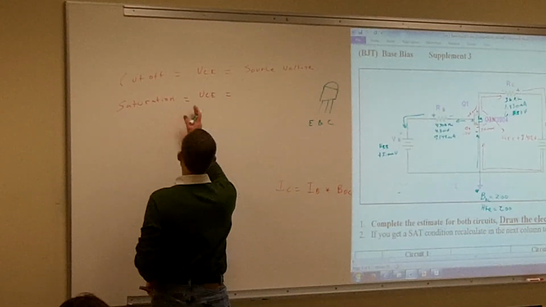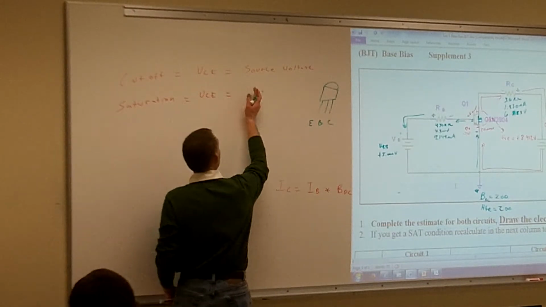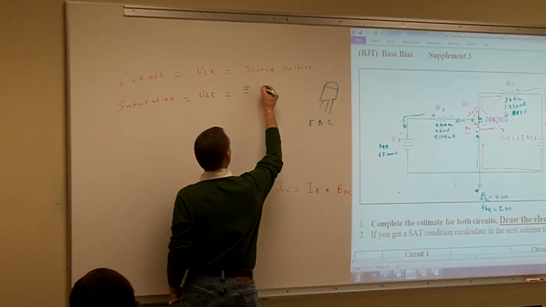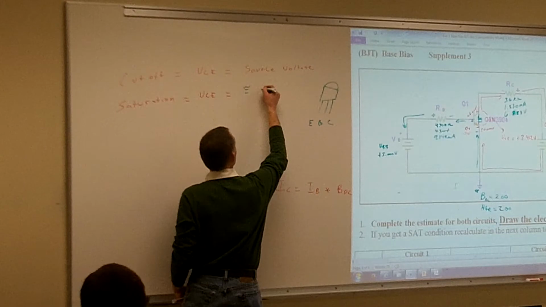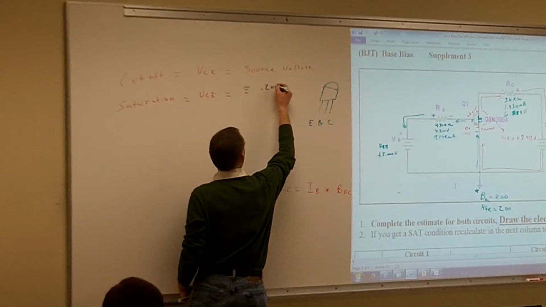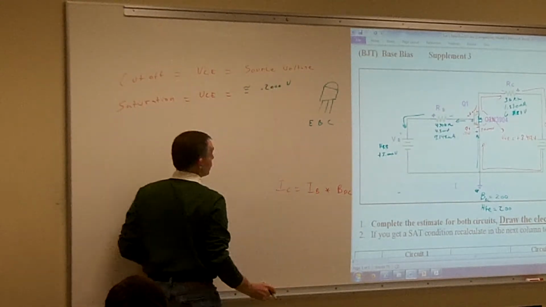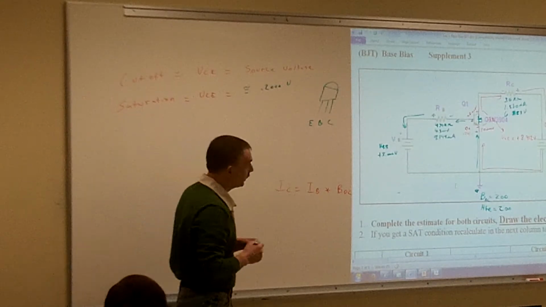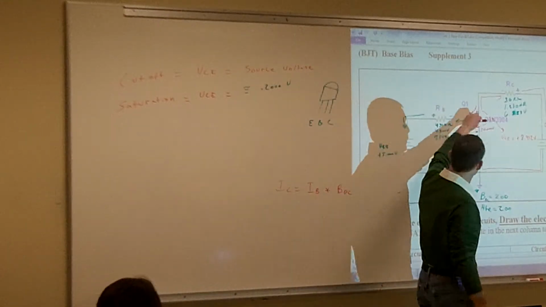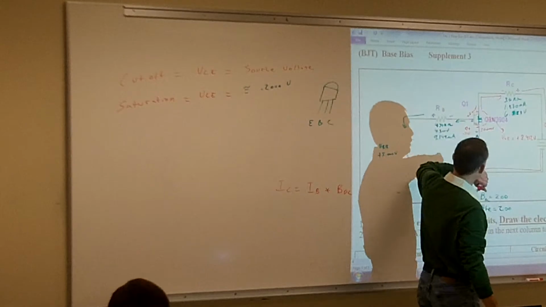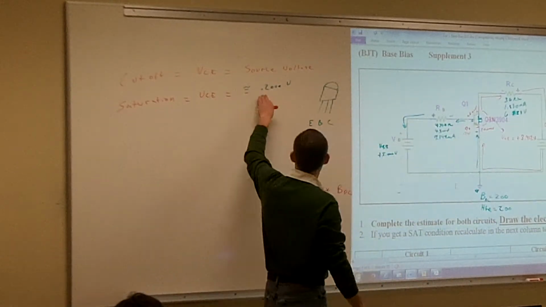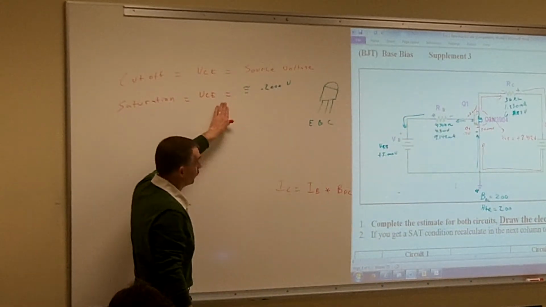And so when we go into saturation, what we use for approximation is that we're going to end up going down to 0.2 volts. That's our number that we use. So if we go into saturation, then we just treat our collector to emitter as dropping 0.2 volts. That's the smallest amount of voltage that our collector to emitter can ever drop.